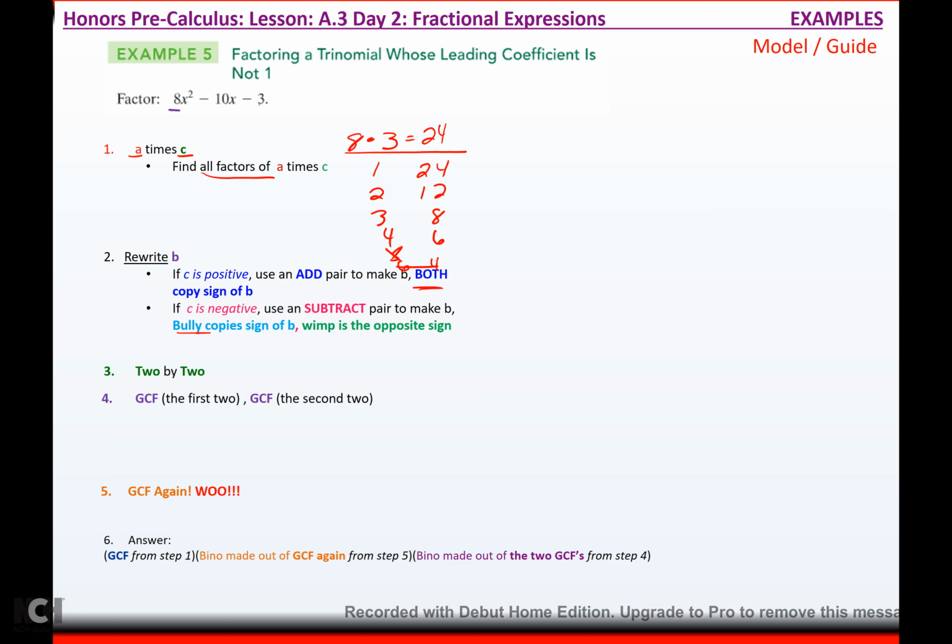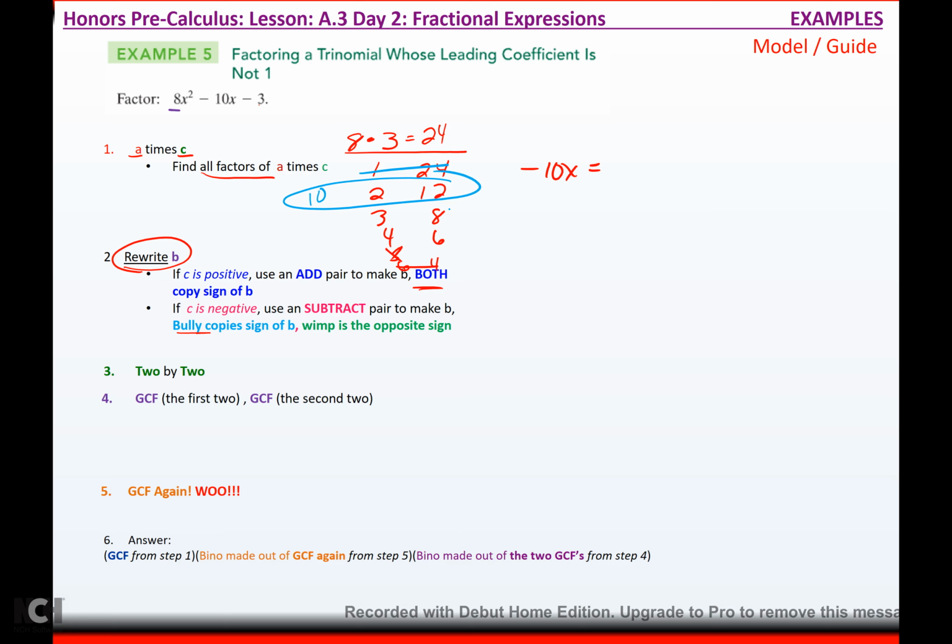You're trying to find a pair so that you can rewrite B. I'm trying to rewrite negative 10x. Well, I need a pair that makes 10. 1 and 24 will not make 10. If I add, I would get 25. Subtract, I would get 23. 2 and 12: if I added, I would get 14. If I subtracted, I would get 10. So that's a possibility. Again, this does not happen very often, but check your other pairs.